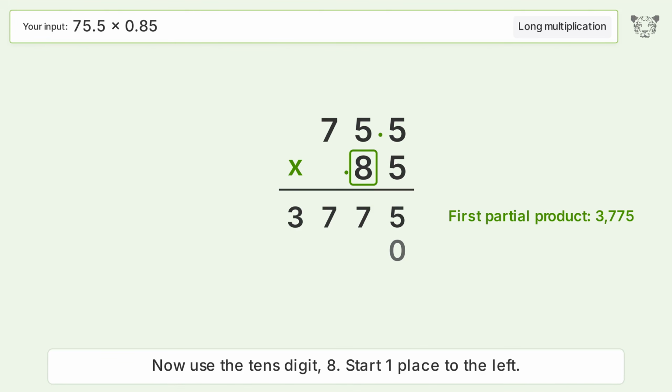Now use the tens digit, 8. Start one place to the left. 8 times 5 is 40. Put 0 in this column and carry 4.